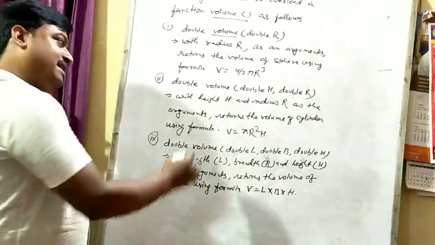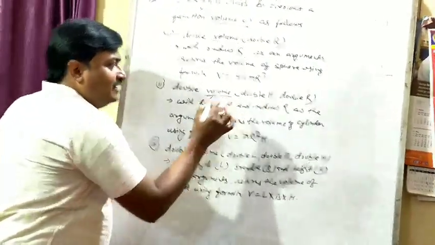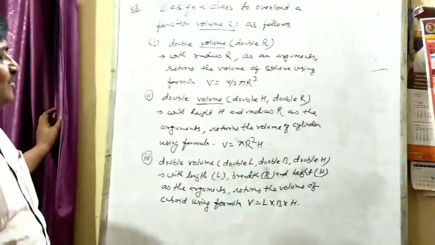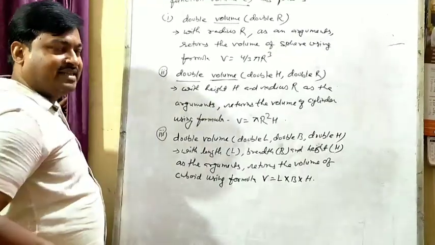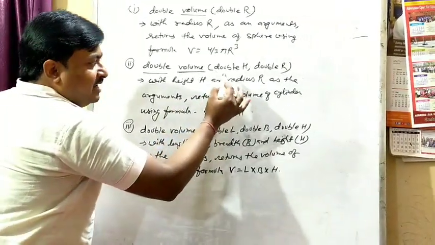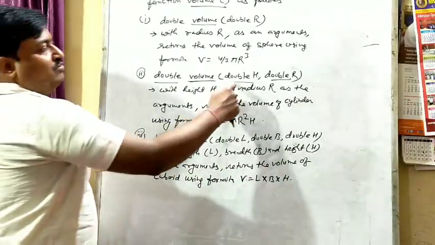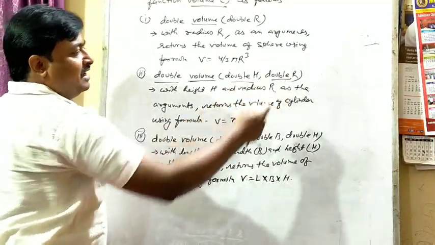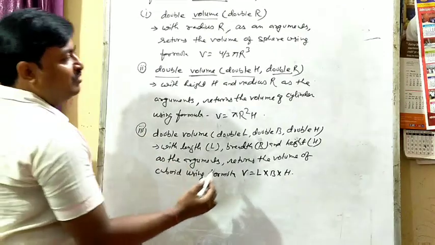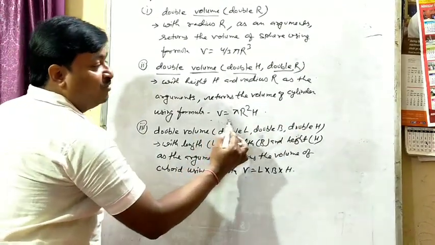Second is double volume. See, the second time the function name is also volume. The return type of the function is double, and the parameters are double h and double r. This time this function will accept two values, one is height and one is radius, and calculate the volume of a cylinder using the formula V equal to pi r square into h.